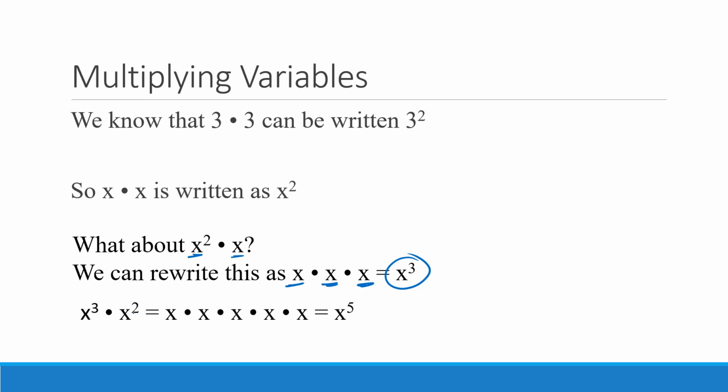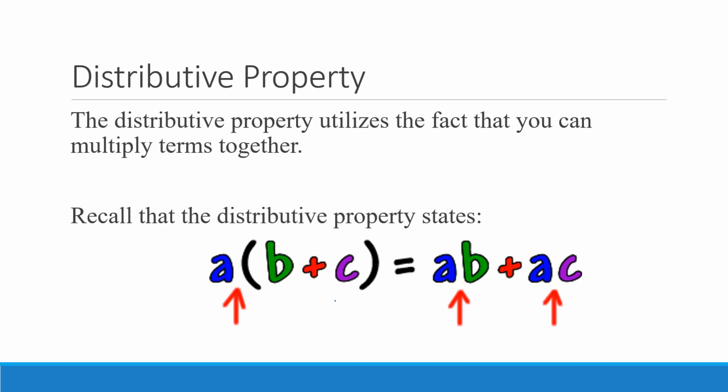If you had x squared times x to the third, again, really the question you have to ask yourself is how many x's altogether am I multiplying? Well, 3 x's multiplied by 2 more x's gives me a total of x to the fifth being multiplied together.